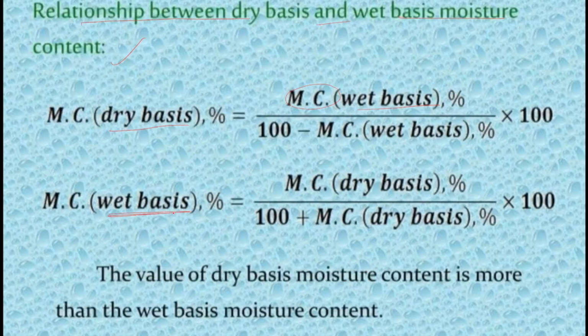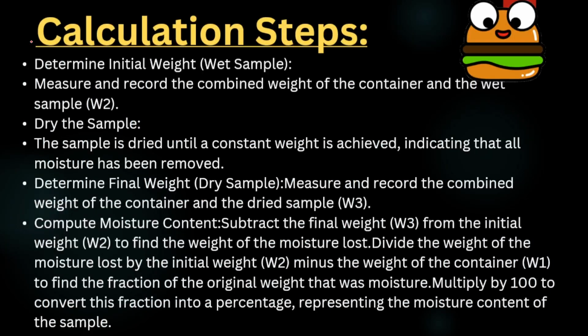We have derived this wet basis from the dry basis method. So, we get moisture content dry basis percent by 100 plus moisture content dry basis percentage, into 100. The value of the dry basis moisture content is more than the wet basis moisture content. Now, we will calculate some problems, so that we can see the calculation steps.